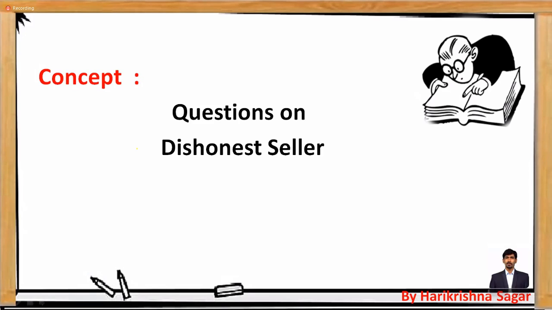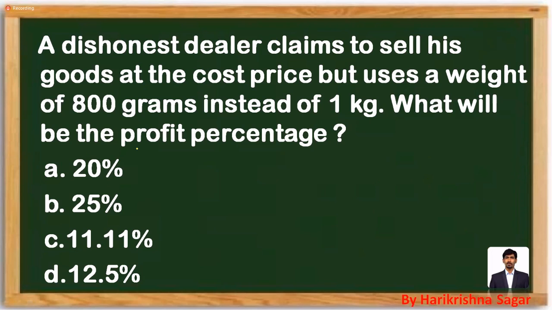Questions which are related to the dishonest seller concept. So dishonest seller means the person who is going to sell the articles at the same cost price but uses less weight, uses a false weight. So if you observe, a dishonest dealer claims to sell his goods at the same cost price but uses a weight of 800 grams instead of 1 kg. What is the percentage profit made by him?